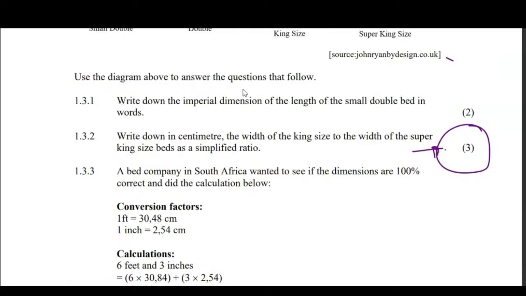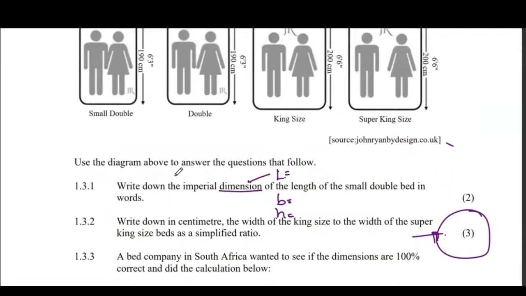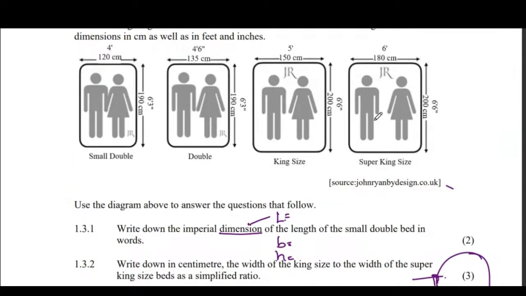The dimensions, you know this. These are the measurements. For example, length. You can look at the breadth or height. Those are the measurements. So here they're saying write down the imperial measurements or imperial dimensions of the length of the small double bed in words. You know, so you give the answer in the words. So, but these are the imperial ones, will be the ones on top.